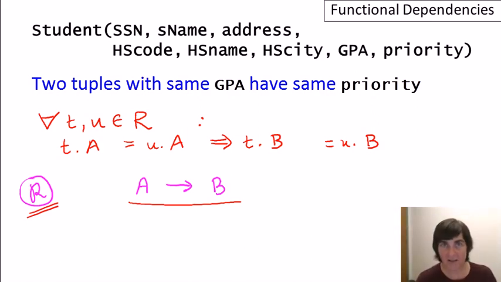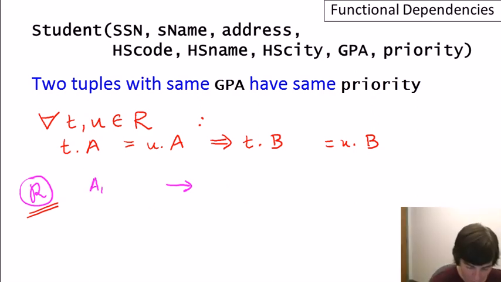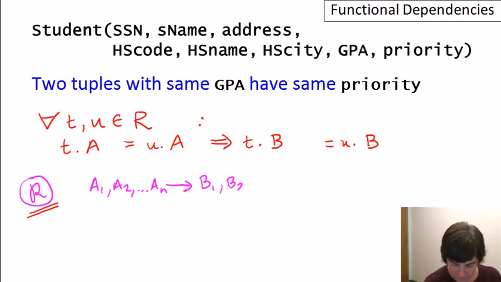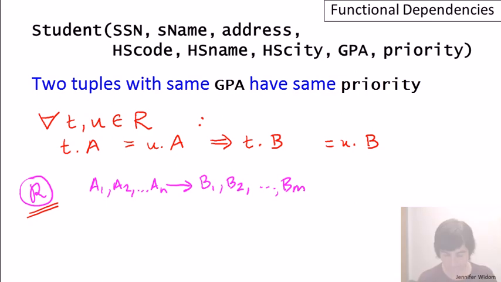Actually, I'm going to generalize this definition even further because functional dependencies don't always have to have one attribute on each side. They can actually have a set of attributes. So now I write A1, A2, dot, dot, dot, AN on the left-hand side. These will all be attributes of relation R. And on the right-hand side, B1, B2, through BM, again, attributes of R.